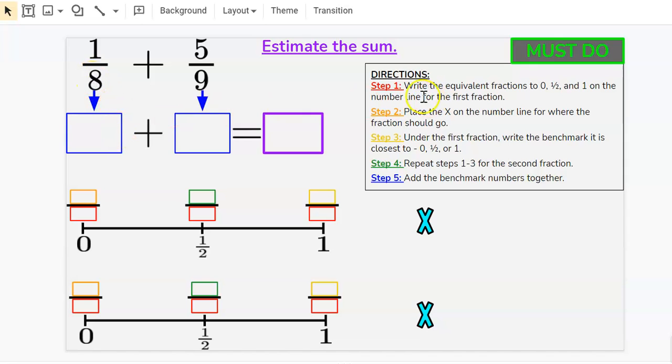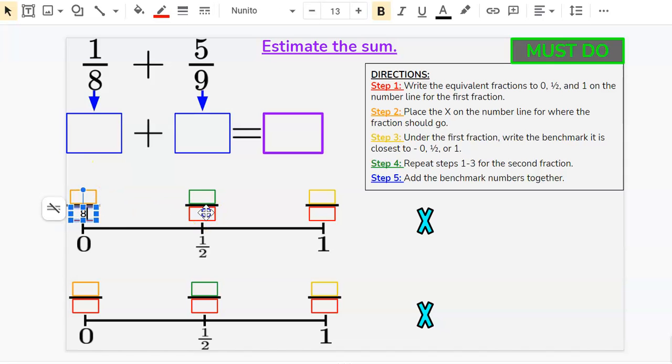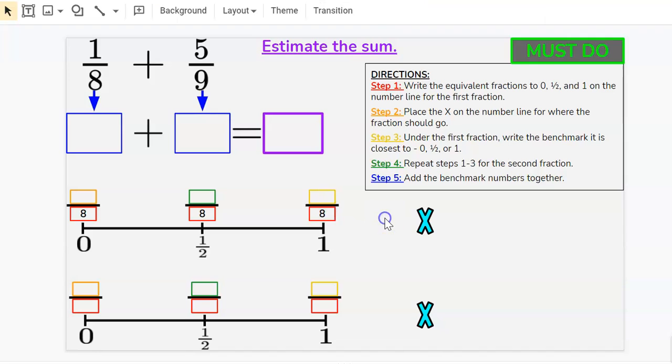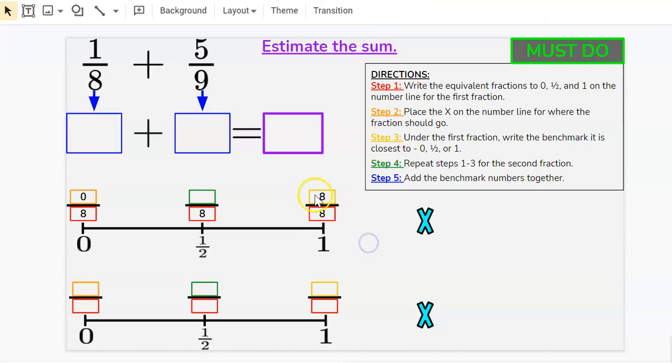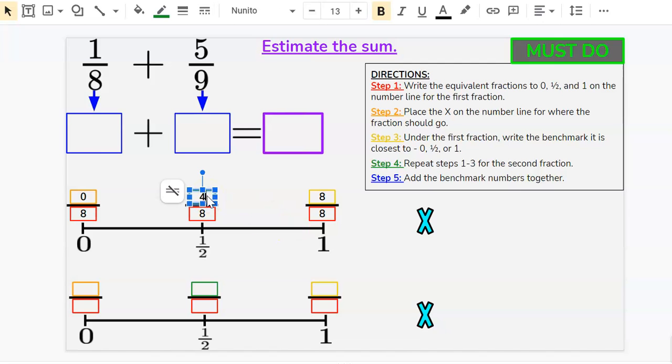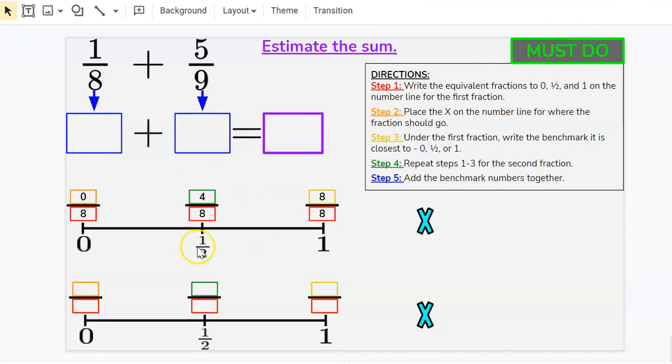So we start with writing the equivalent fractions to 0, 1/2, and 1 whole on the number line for the first fraction. Our first fraction is 1/8. That means each of my denominators is going to become an 8. 0 is the same thing as 0/8. 1 whole would mean I have all 8 pieces, 8 out of 8. Half of 8 is 4 because 8 divided by 2 is 4. So my middle fraction, my 1/2, is going to be 4/8.